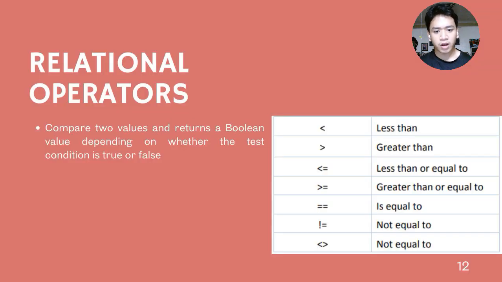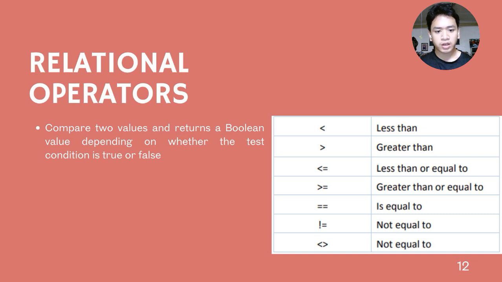Now, let's discuss relational operators. Relational operators are used to compare two values. They determine whether one value is greater than, less than, equal to, or not equal to another. After comparing, they return a Boolean result, either true or false, depending on the outcome. Here are the most common relational operators.